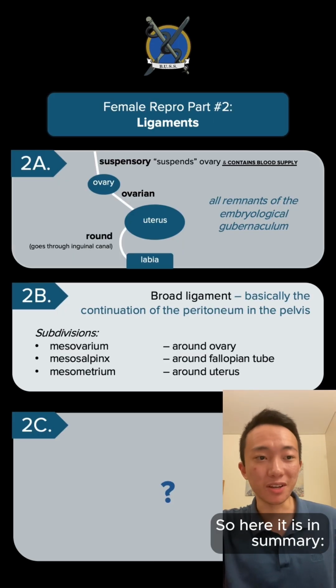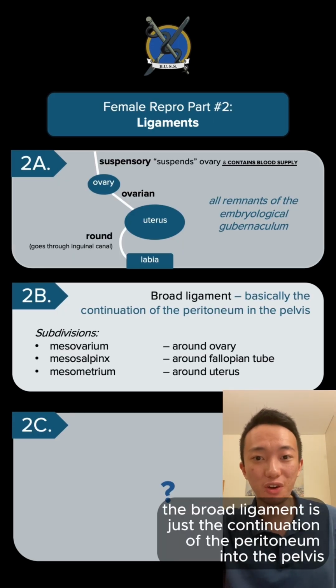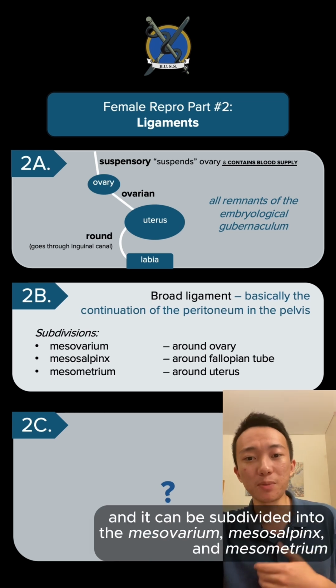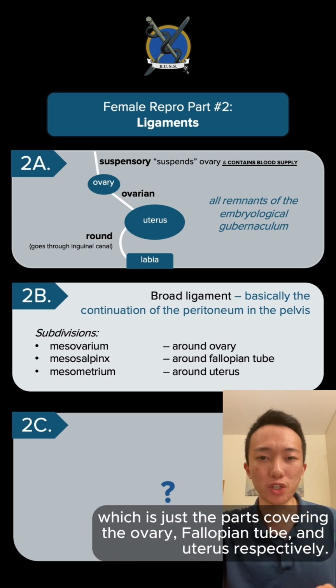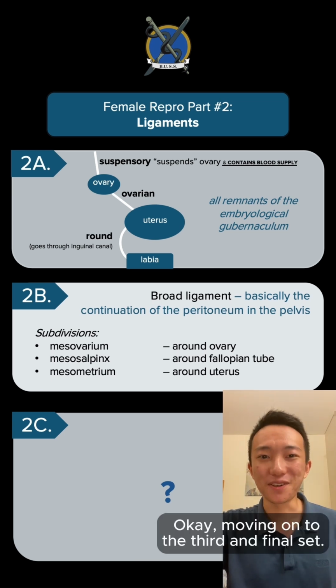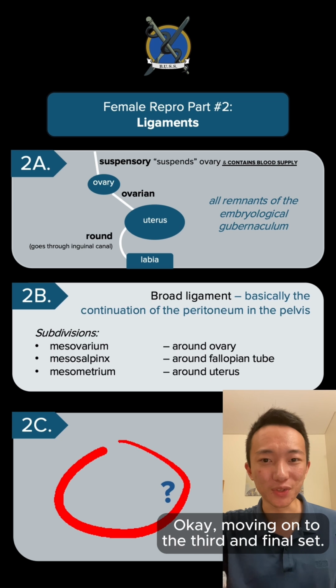So here it is in summary. The broad ligament is just the continuation of the peritoneum into the pelvis, and it can be subdivided into the mesovarium, mesosalpinx, and mesometrium, which is just the parts covering the ovary, fallopian tube, and uterus respectively. Okay, moving on to the third and final set.